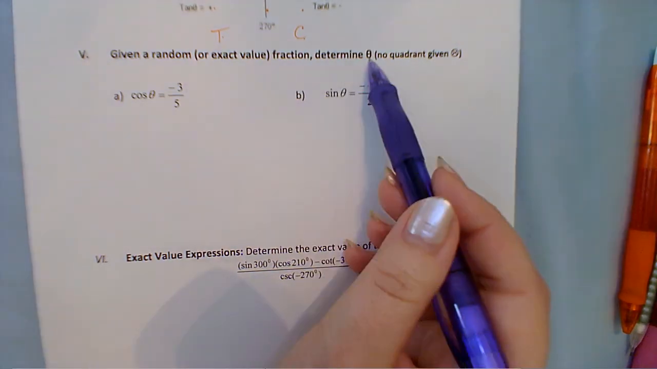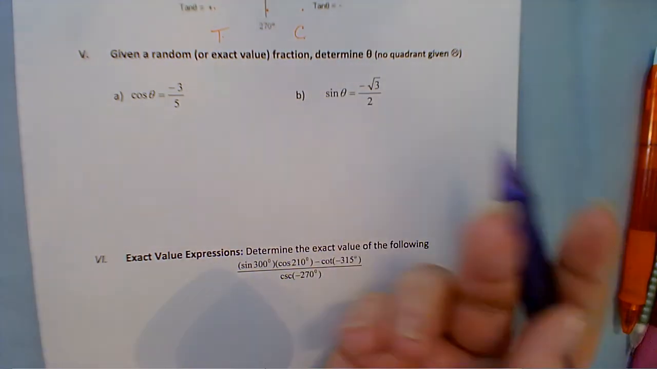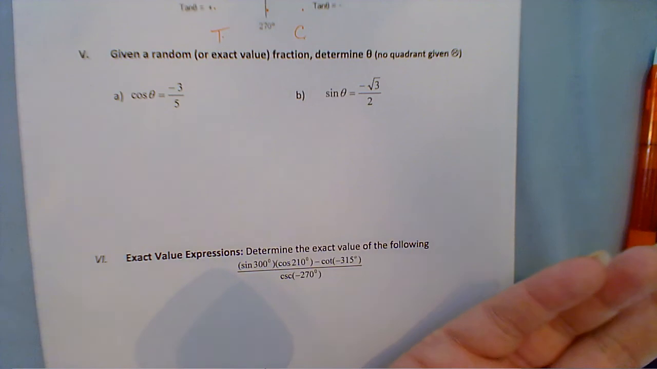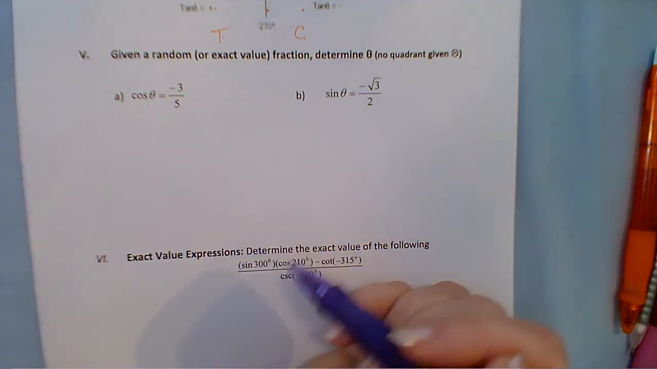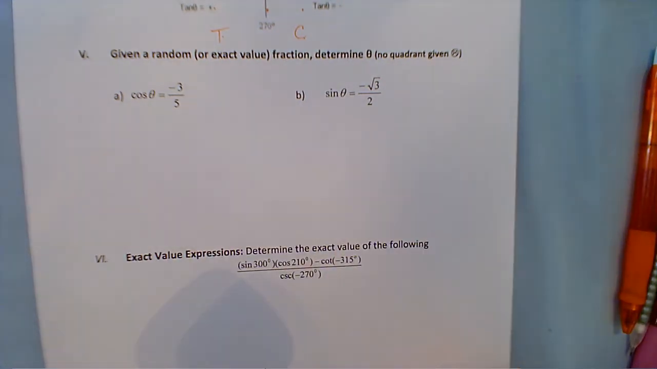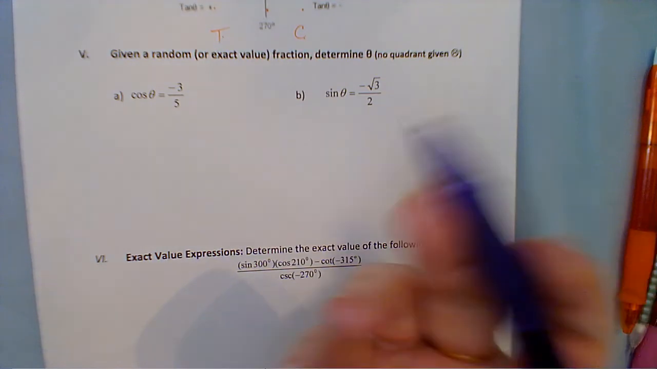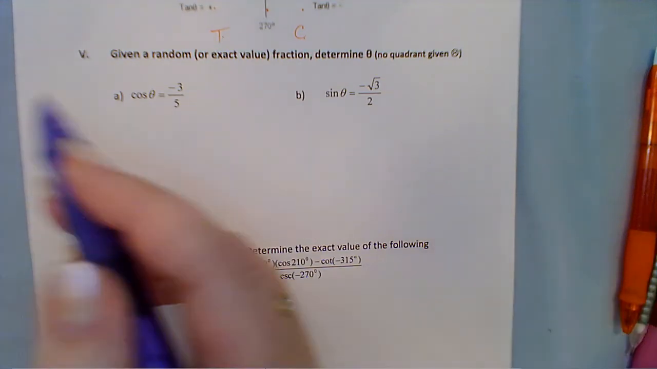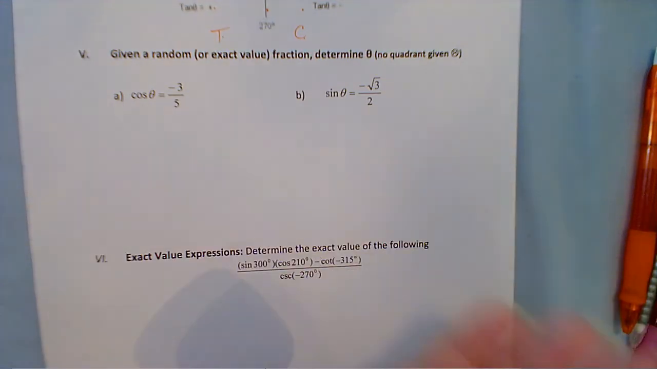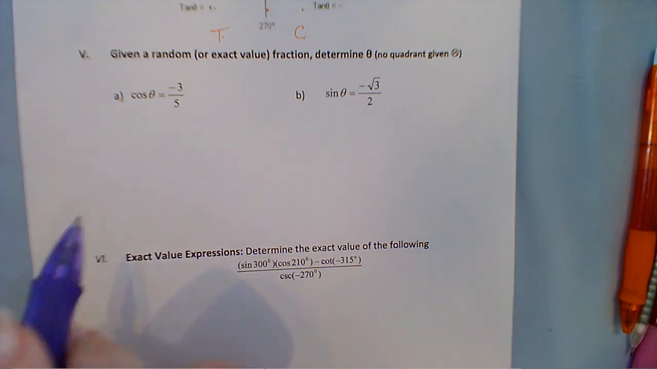You're going to have to determine theta, but it doesn't tell us location, so we're again going to have to do both options because cos is negative in 2 places, sine is negative in 2 places. So because it's not being specific, we have to do it twice. And of course, like always, you start with a diagram. Always, always, always in trig, you start with a diagram.